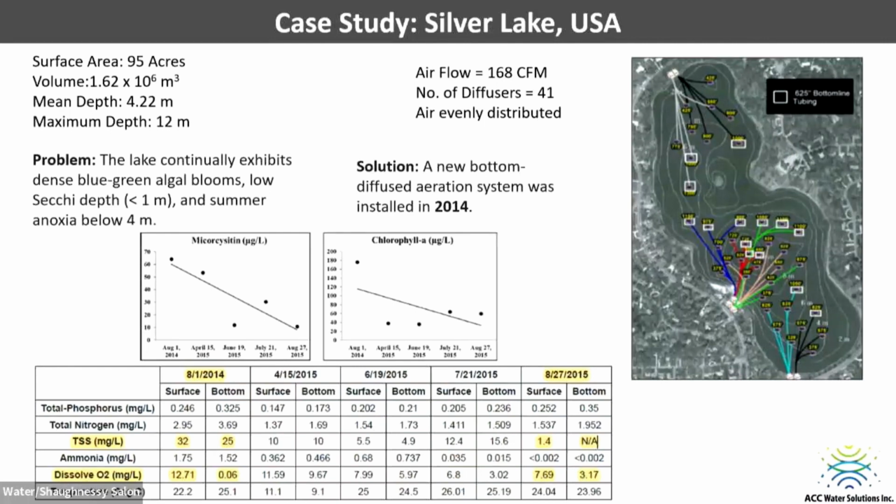and it's just showing the result. If we look at the TSS, in August 2014 it was 32, and within 1 year it's 1.4. Dissolved O2 was 12.71 at the surface, and at the bottom it's 0.06. Basically, there was anoxia happening at the bottom. And right now, after 1 year, it's 7.69 on the surface and 3.17 at the bottom. So a classic example: they ran the system for more than 30 years, never able to solve the problem of blue-green algae, but just by changing the number of diffusers, they were able to get the result they wanted.